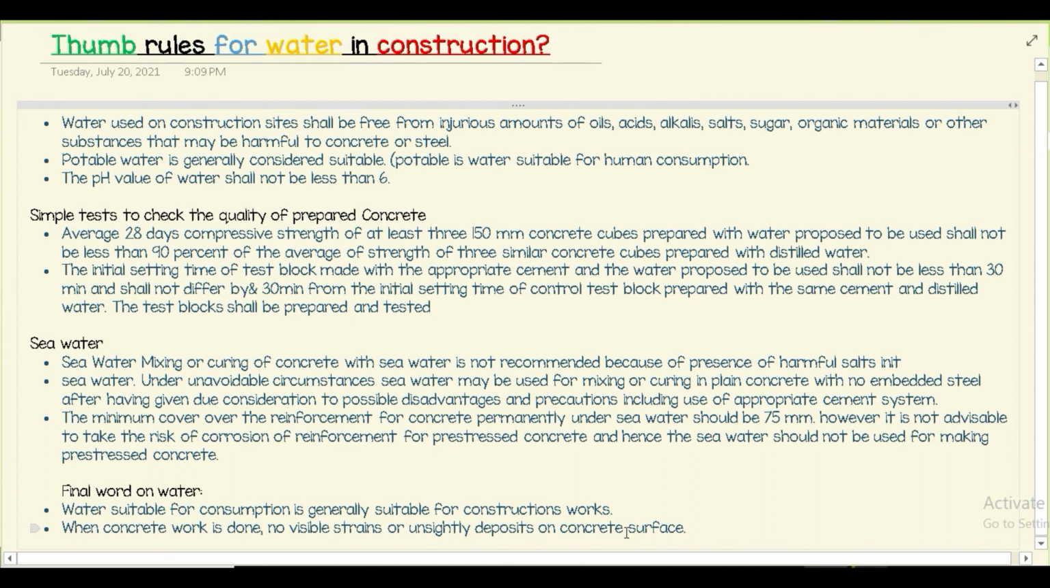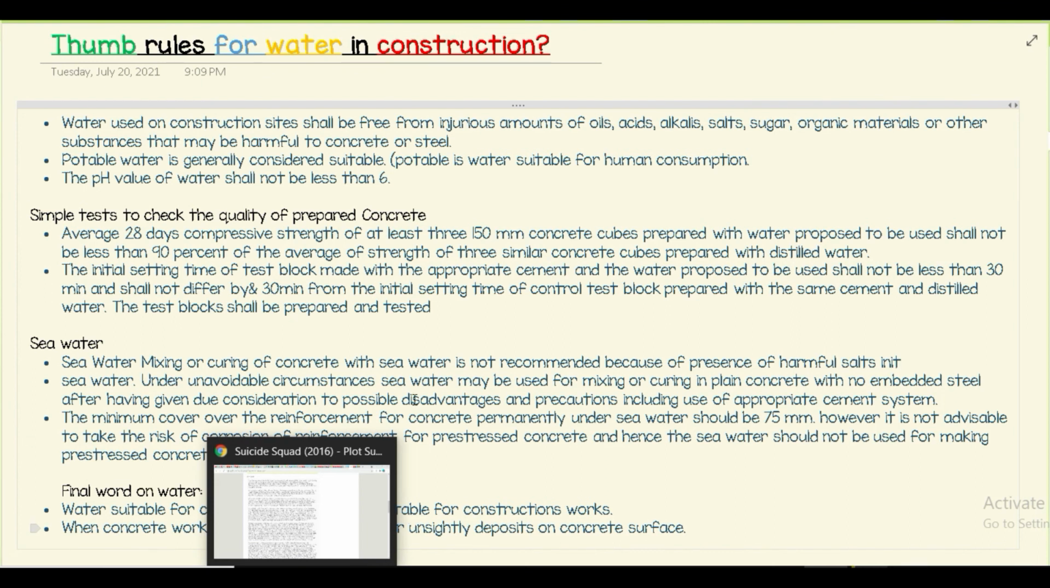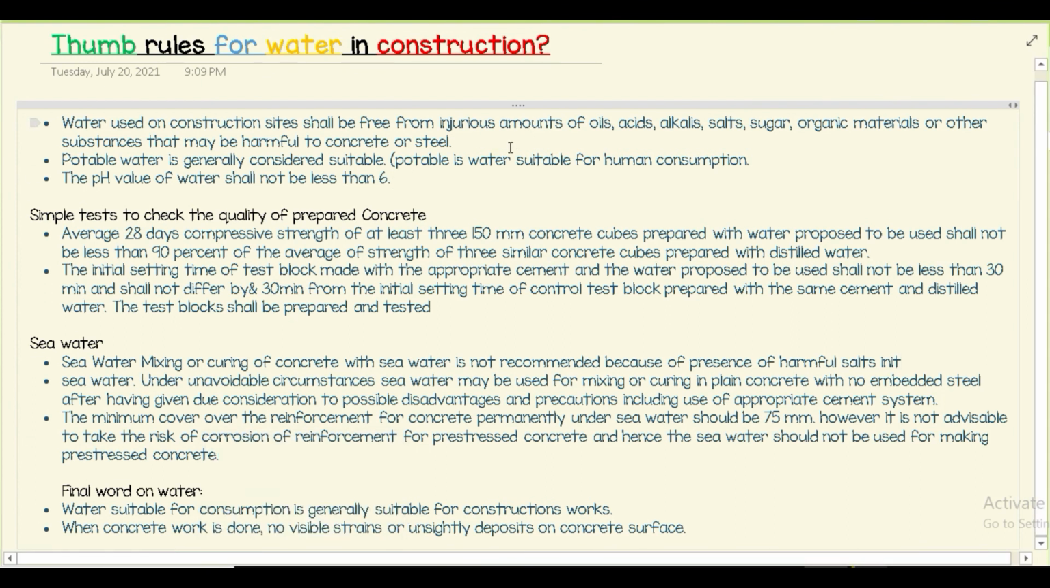And in cases of RCC, make sure that you have a 75 mm minimum cover installed on the element of the structure, right? On the different elements that we have. So make sure you have a 75 mm cover on it. So this was again a very short and useful topic when it comes to the usage of water on construction sites. I hope you guys learned something from it, and I hope you enjoyed the video.